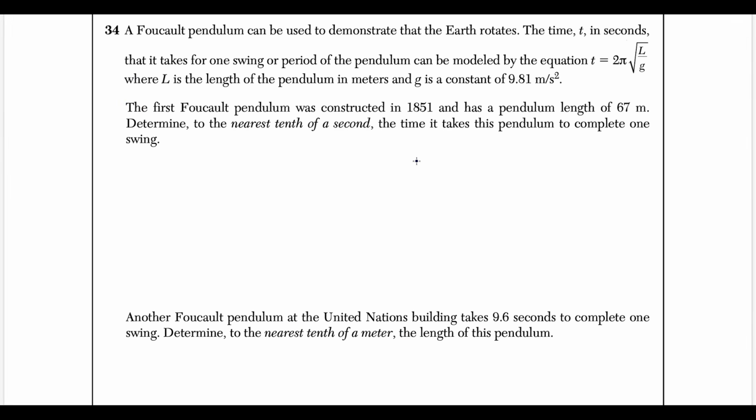Now, question 34 has a lot going on, but all we really need out of this is we have this equation for t equals, where t is time, capital L is the length of a pendulum, and g is a constant for gravity. That's 9.81 meters per second squared.